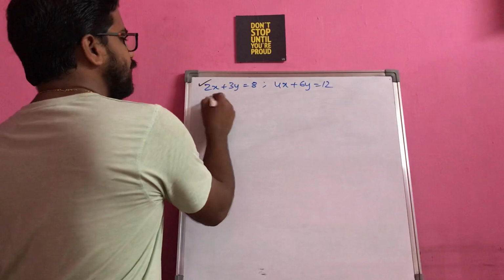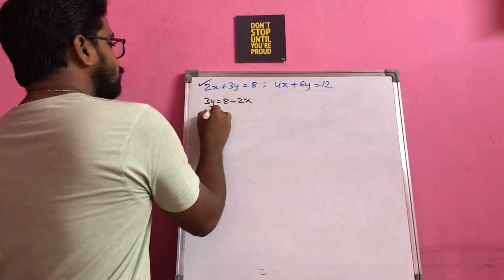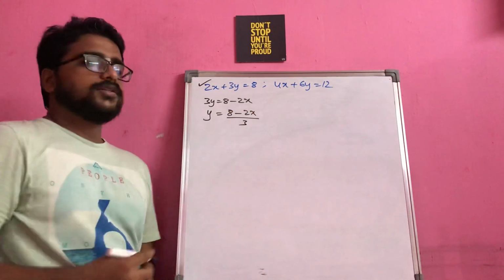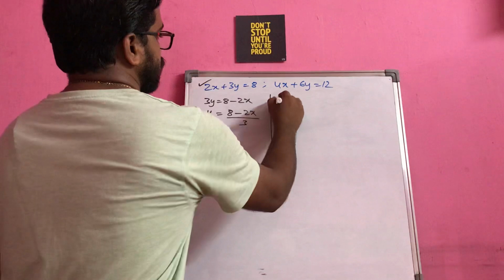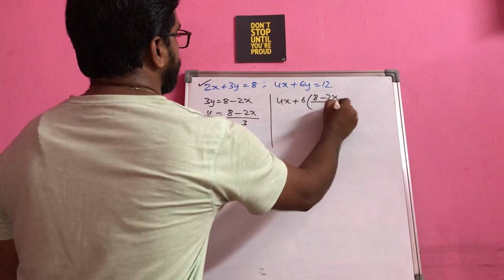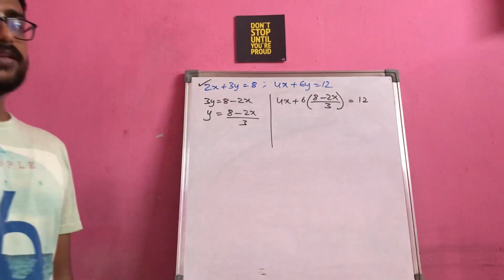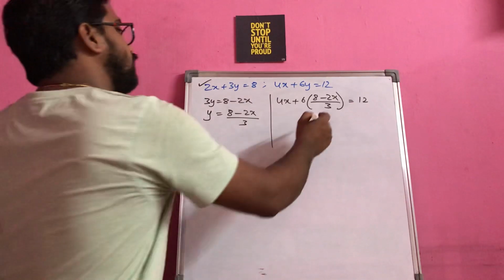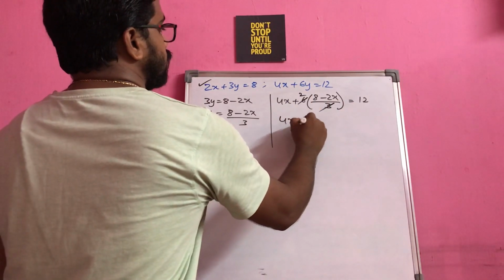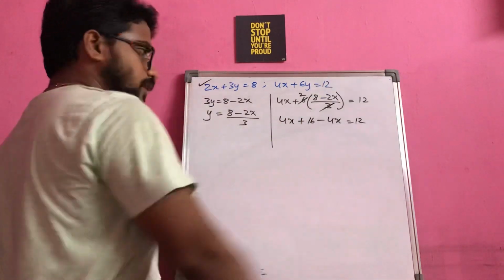So from this I can get the value of y or x, anything you can take. I am taking y per se. y is equal to (8 minus 2x) by 3. So I am going to substitute this in the next equation. So 4x plus 6 times (8 minus 2x) by 3 is equal to 12. Right? You substitute in the place of y. Simplified further, this is 2, so you are having 4x plus 16 minus 4x is equal to 12.